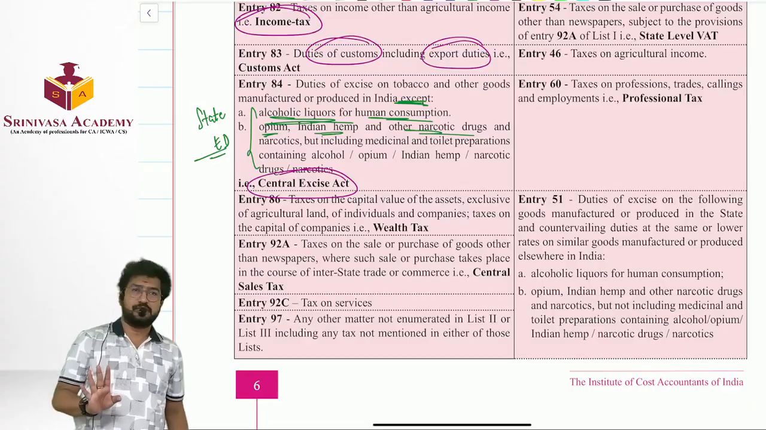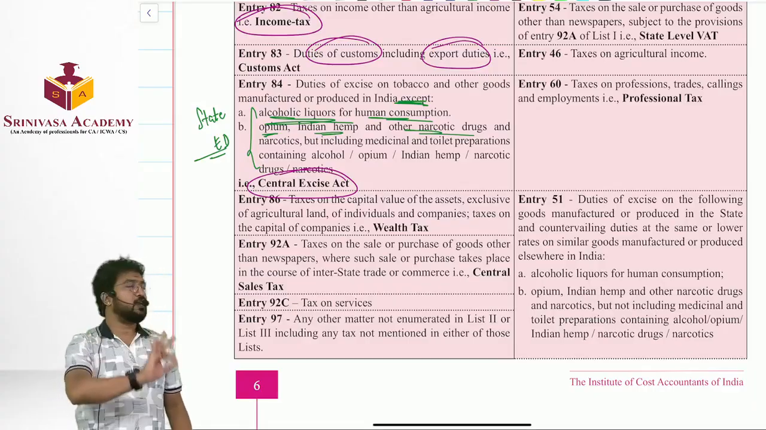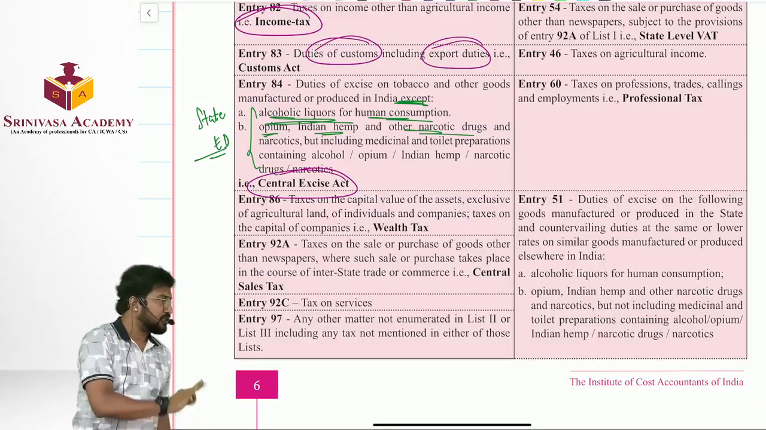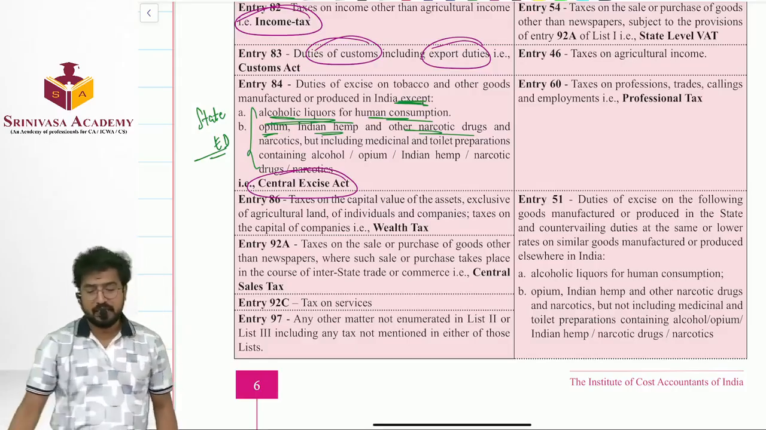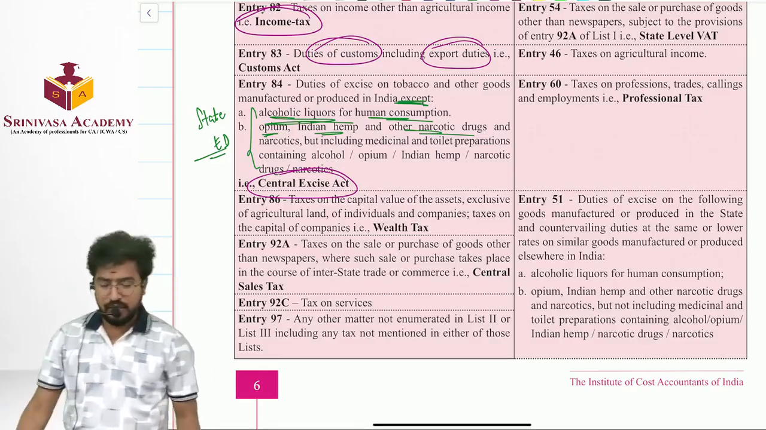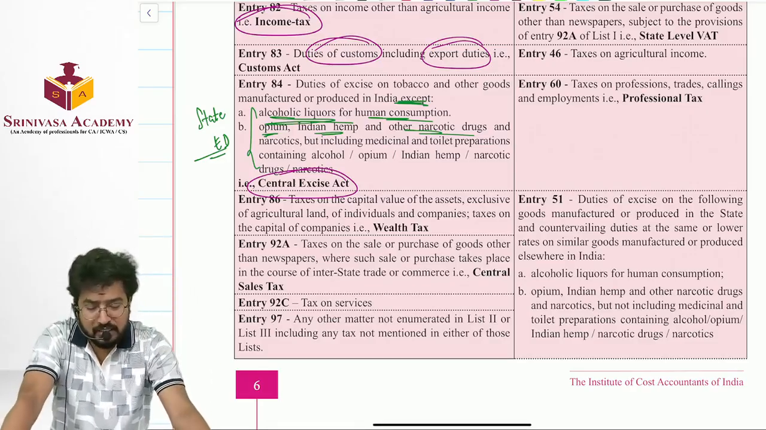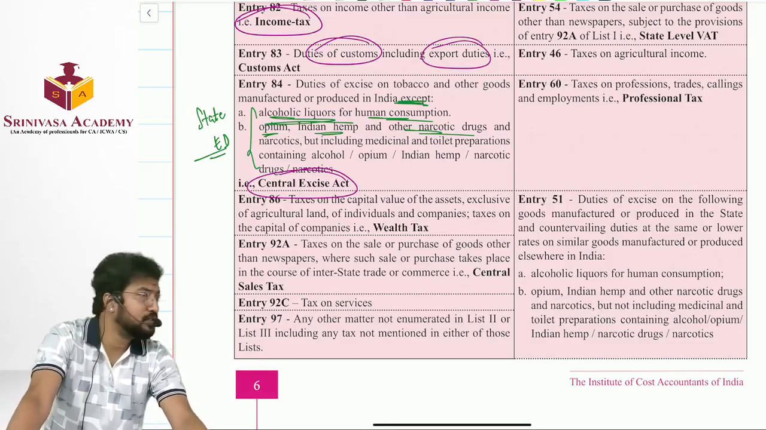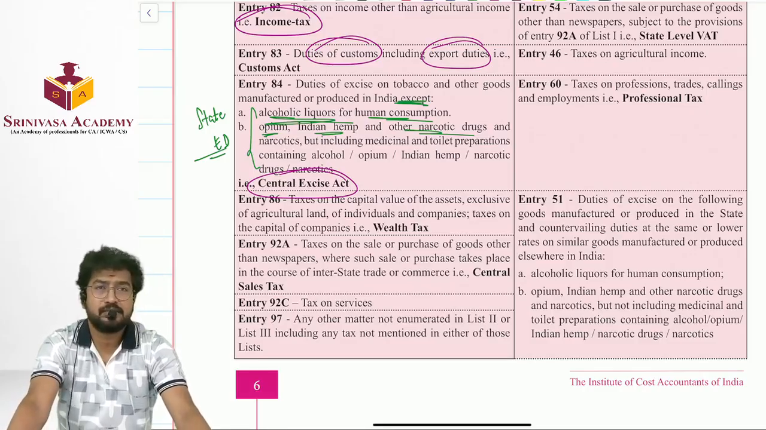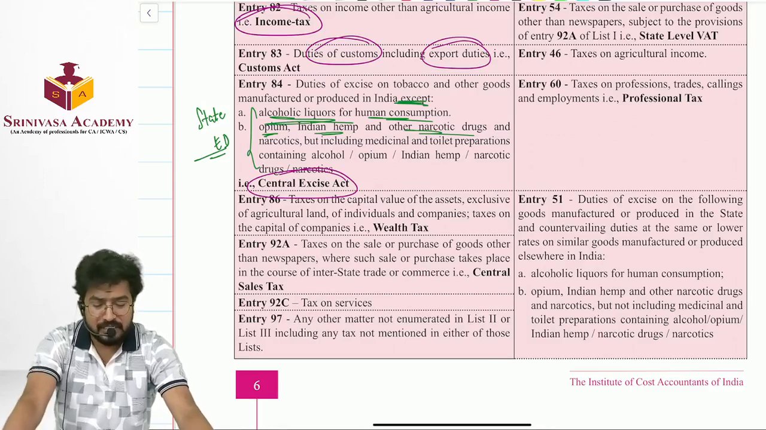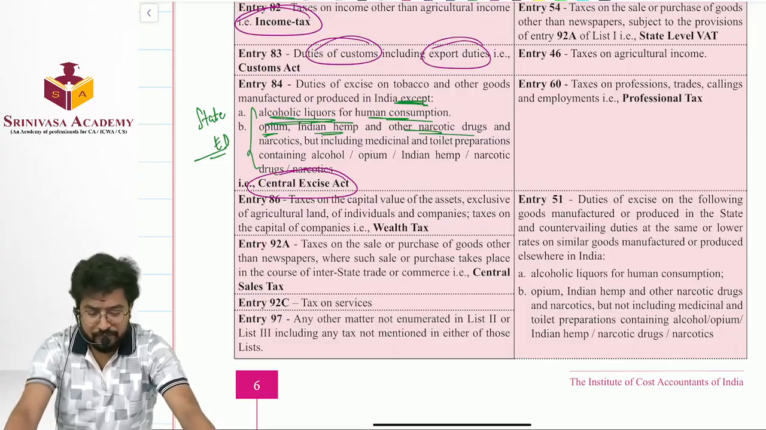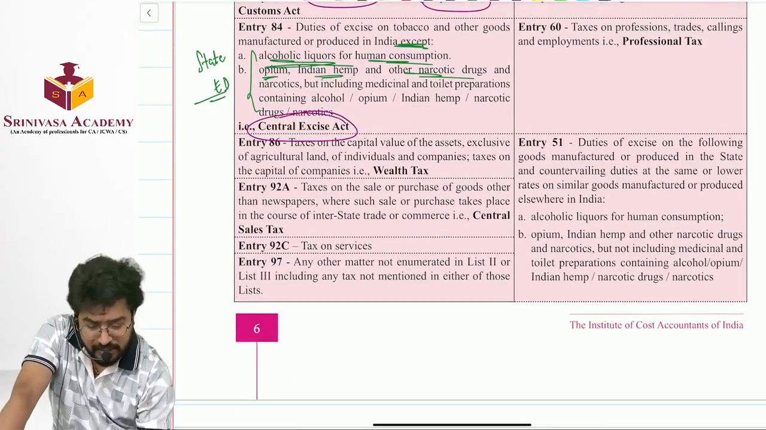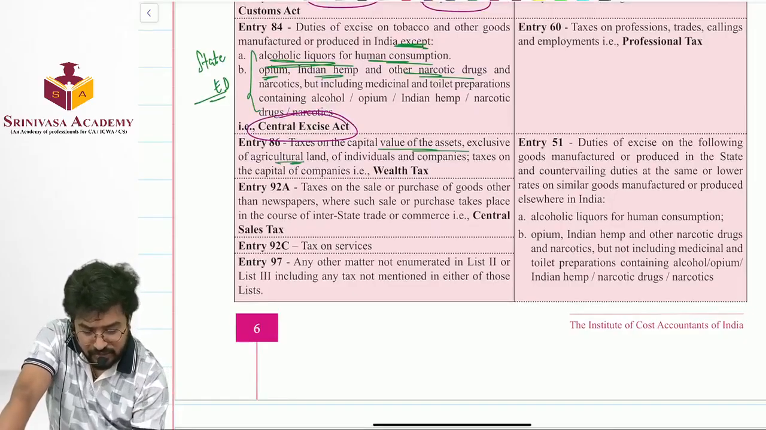State excise duty. The central government has power to levy tax on manufacturing anything except alcoholic liquor for human consumption, as well as opium, Indian hemp, and other narcotic drugs, including medicinal and toilet preparations. Domex, Lysol, toilet preparations, all these things, on that state excise duty will come. Shall we continue? Next, taxes on capital value of assets excluding agriculture.